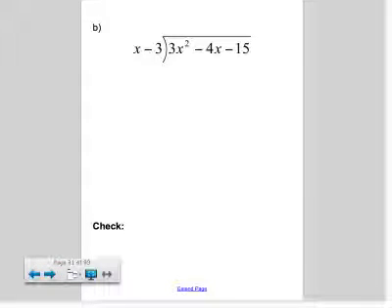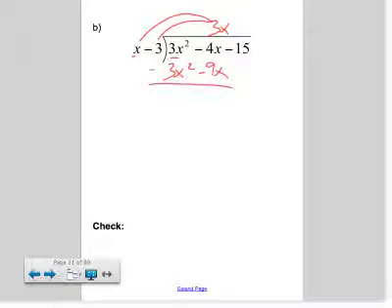Alright. Again, similar problem. So I look at x and 3x squared. X goes into 3x squared 3x times. Multiply this guy by both terms here. So it's 3x squared minus 9x. Subtract here. 3x squared minus 3x squared, those cancel. Negative 4x minus negative 9x, so that's really going to be a plus 9. So negative 4x plus 9x is 5x.